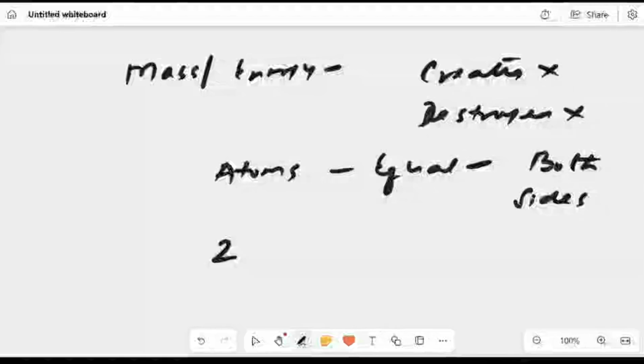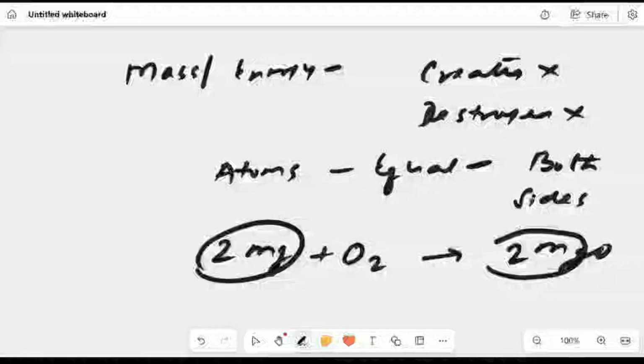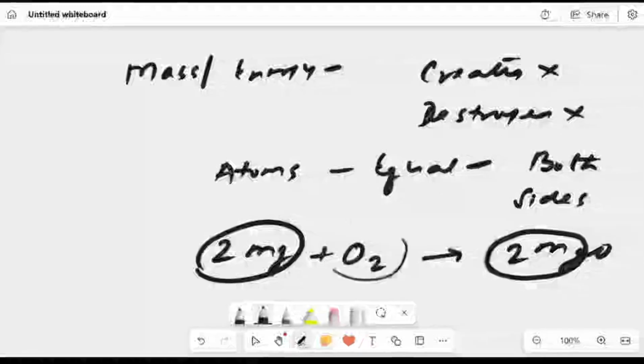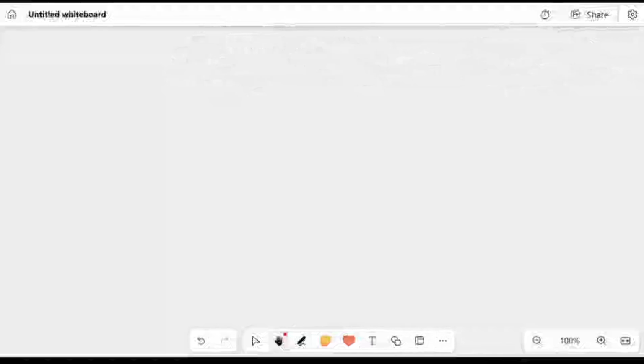So here we had the balanced equation. Twice Mg. We have two atoms of oxygen, and then we have two atoms of oxygen. So we have a balanced equation here. Now, what is the process to balance an equation?